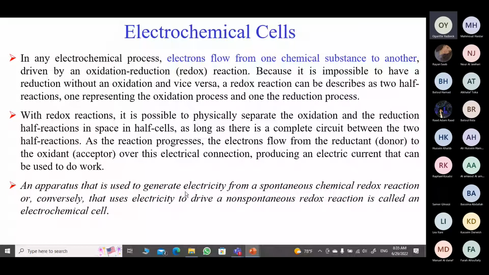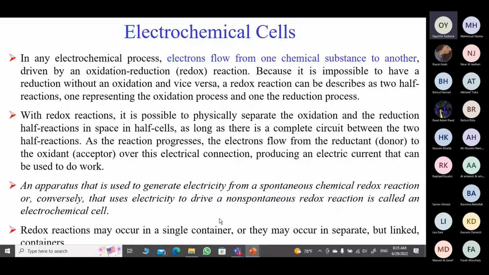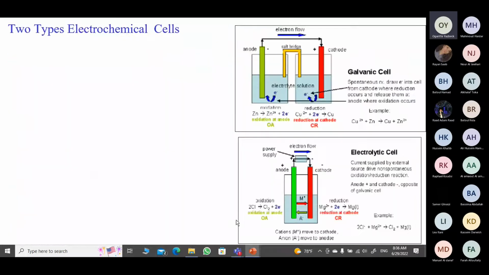An apparatus that is used to generate the electrical current from a spontaneous chemical reaction, or conversely, that uses electricity to drive a non-spontaneous redox reaction, is called an electrochemical cell. Redox reactions may occur in a single container or in separate but linked containers.